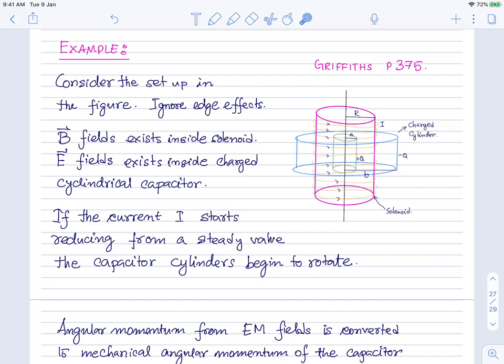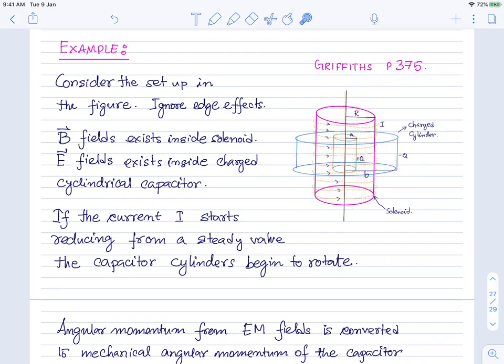Now there are two other cylinders. One is this plus charge cylinder sitting inside, of radius a, and a is smaller than R. And then there is another minus q charge cylinder sitting outside, with radius b, and b is greater than capital R. These are two charged cylinders. So there is an electric field in the radial direction between these two cylinders. That's the scenario where some steady current is flowing, so there's a magnetic field inside the solenoid and an electric field in between.